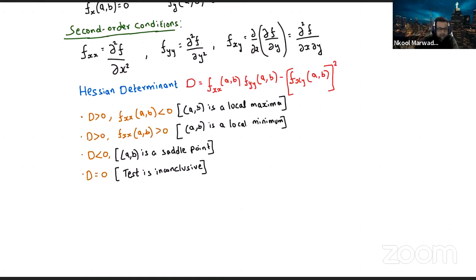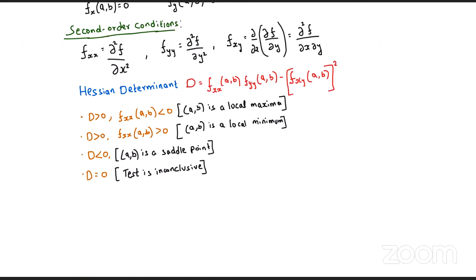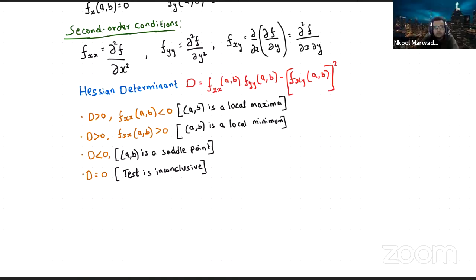And you will say something like this. For the stationary point A comma B to be a maximum, we require, so what are the conditions? D should be positive.